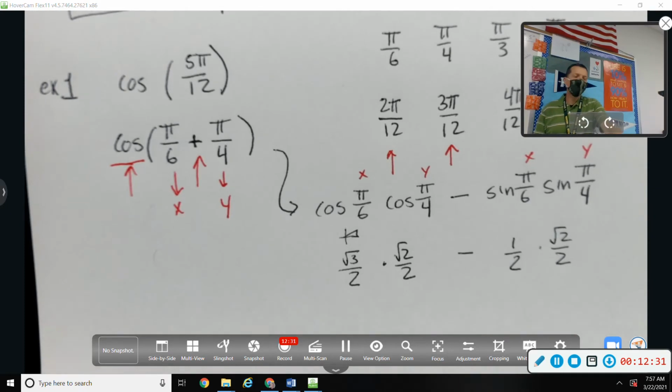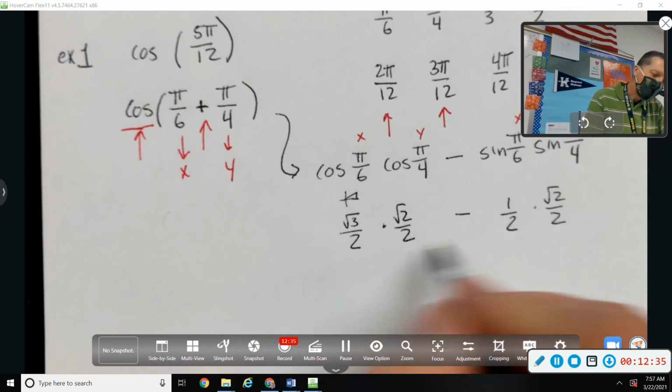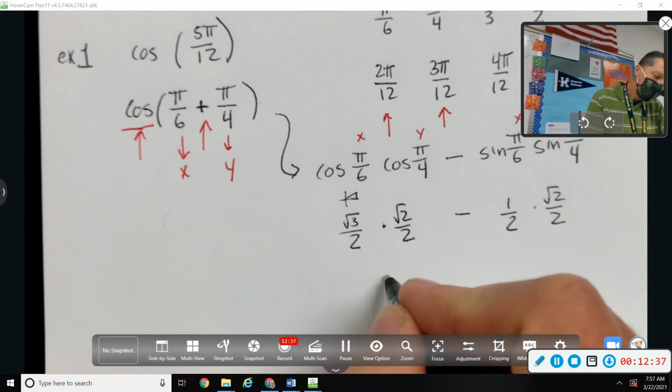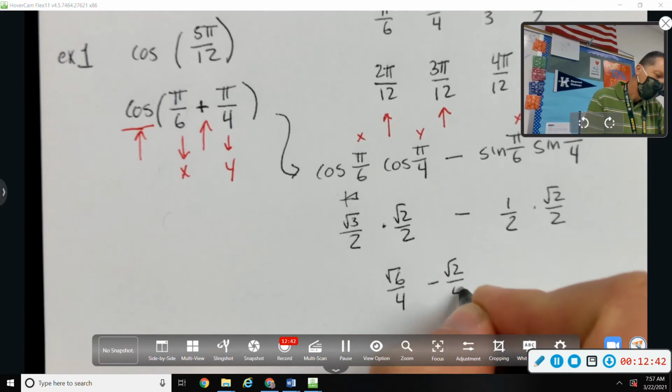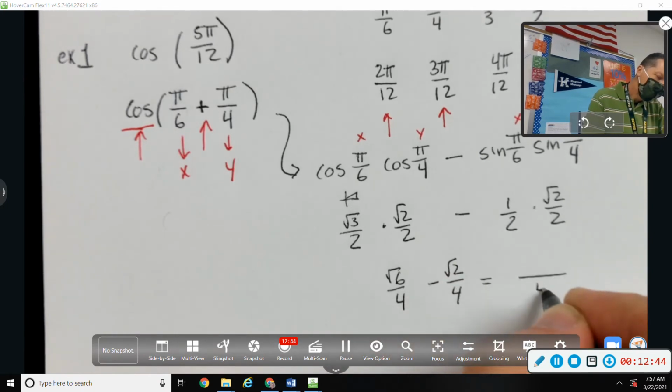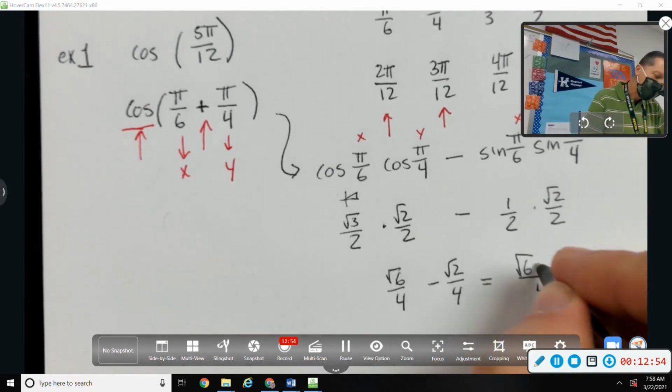Yeah, and that's really similar to one of the ones we did in warm-ups, which is why we did it in warm-ups, so that this part would go smoothly. So that's root 6 over 4 minus root 2 over 4. So I got my common denominator. What's root 6 minus root 2? Root 6 minus root 2. I can't do anything with those.